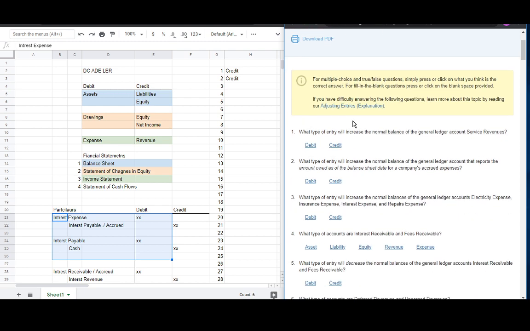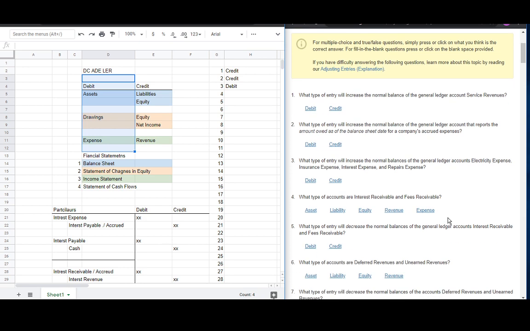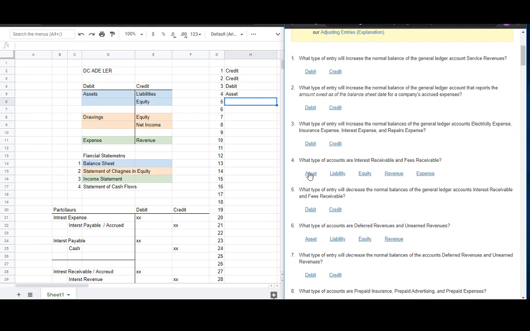So number 3, what type of entry will increase the normal balance of electricity expense and insurance expense? It is a debit. Number 4, what type of accounts are interest receivable and fees receivable? From the word itself, receivable, it is an asset. Correct. Number 5, what type of entry will decrease the normal balance of the interest receivable? Decrease. So the opposite of asset is a credit.